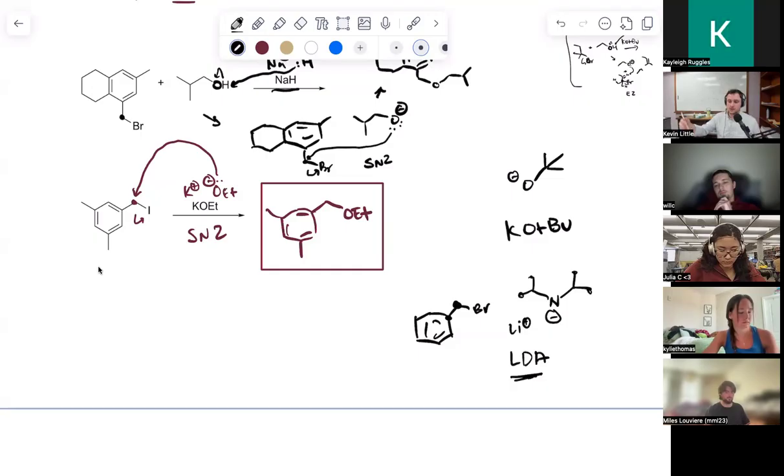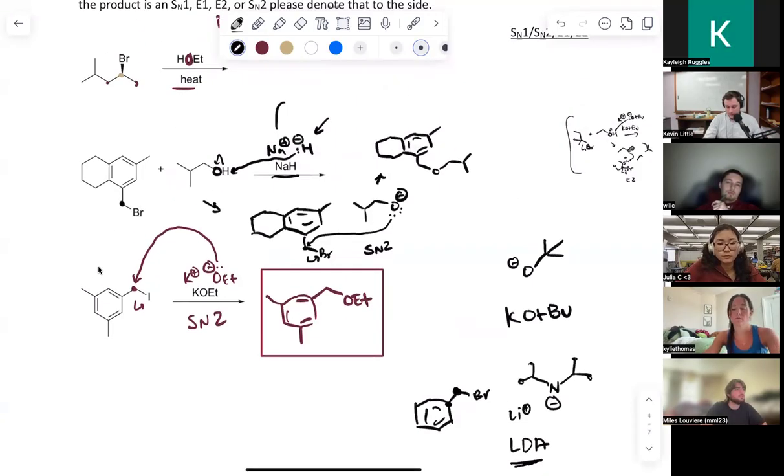So people use these big bulky bases as a way to not have to worry about acting as a nucleophile. Does that make sense? Yes, thank you. No, it's a really good question. For whatever reason, I don't have a great justification for this, but sodium hydride is the same. Sodium hydride never works as a nucleophile.